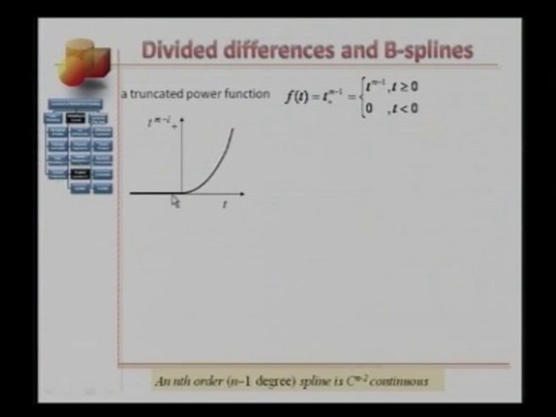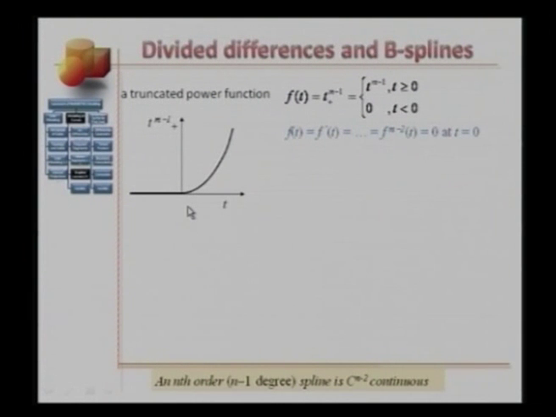For values of t smaller than 0, this function is 0. For values of t greater than 0, this is a pure polynomial of degree m minus 1. You can see this polynomial is getting truncated at t equals 0. Now let's look at certain properties of this truncated power series function. Look at the value of this function, the first derivative, the second derivative, up till the m minus 2th derivative of this function.